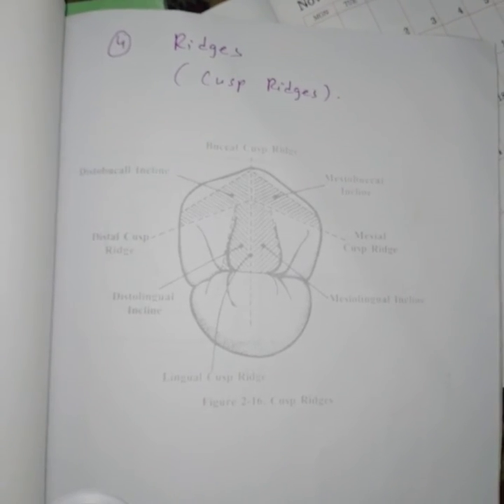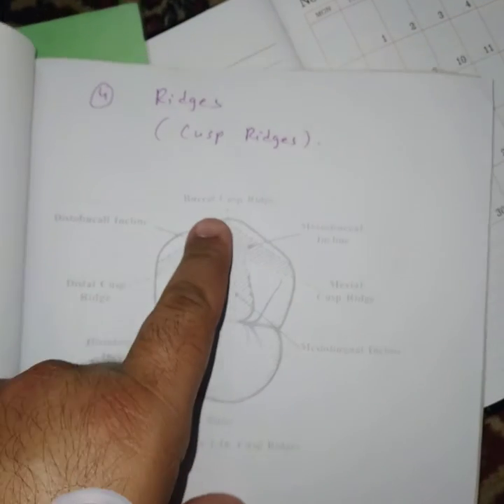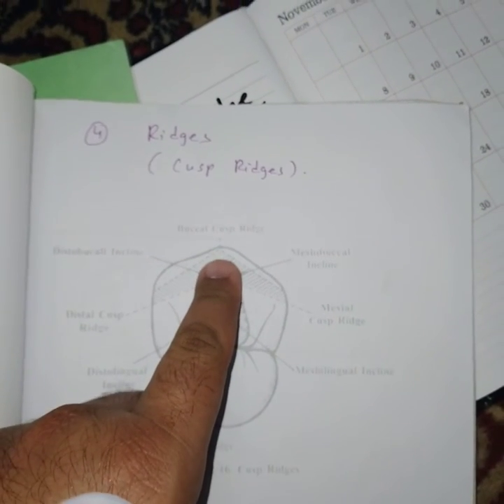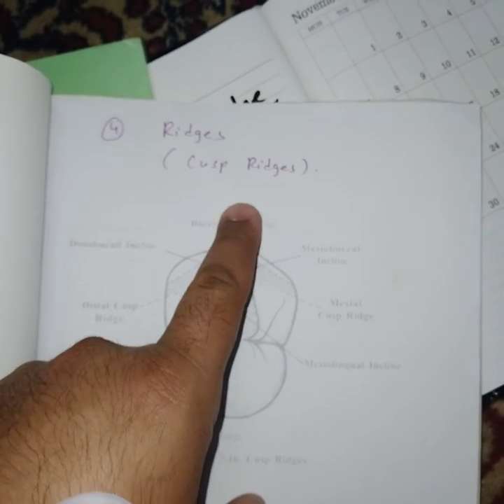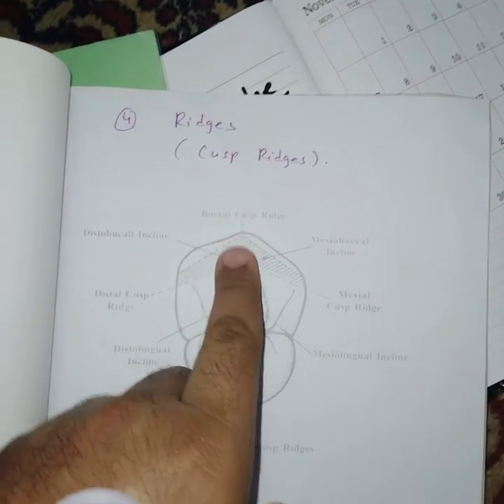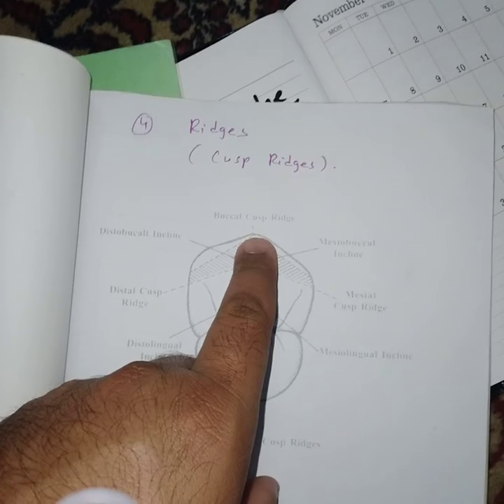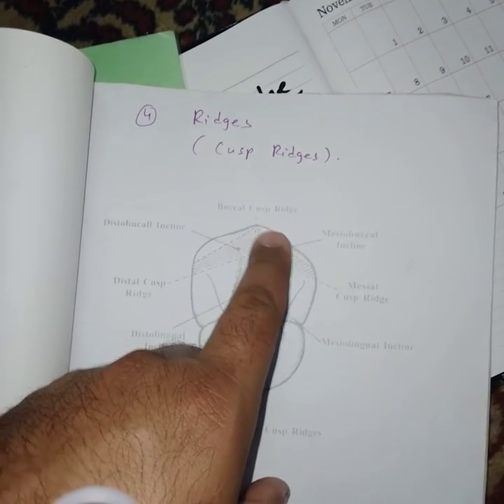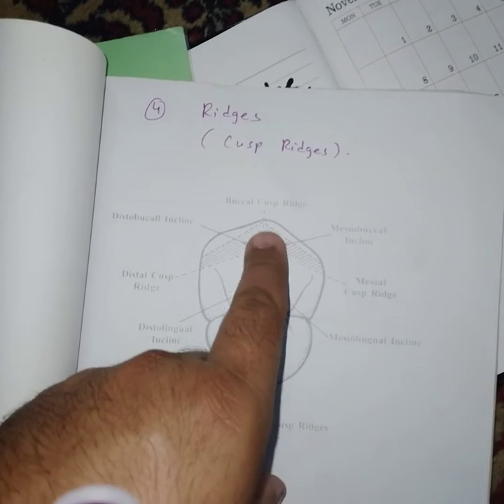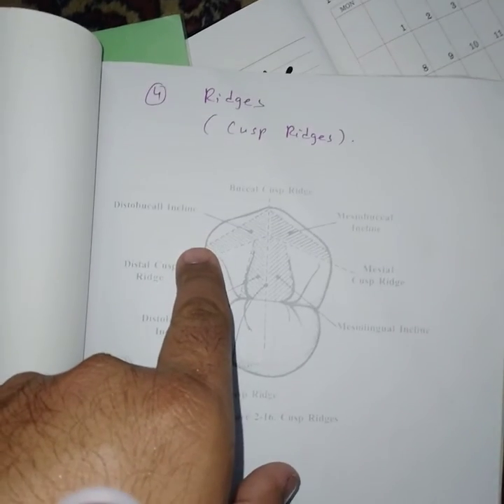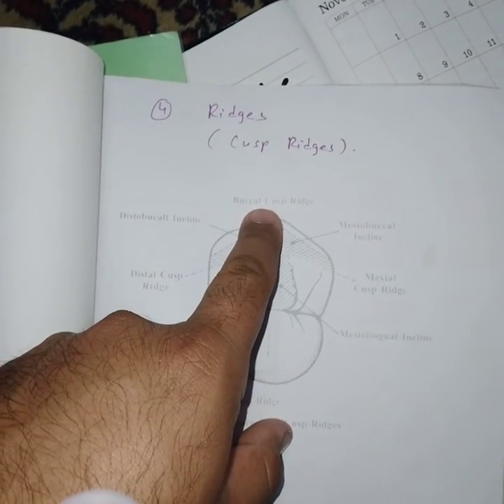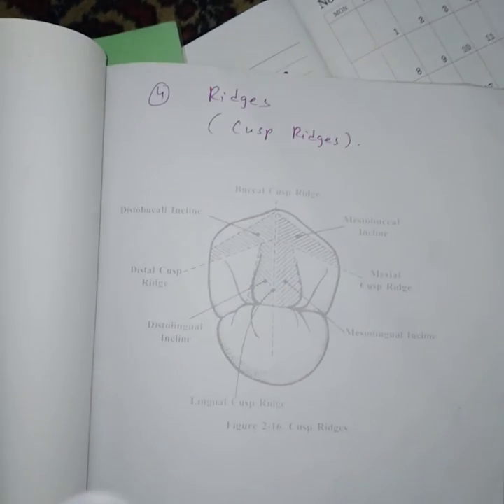Then we are coming to the cusp ridges. Each cusp has got 4 cusp ridges. The cusp ridge which runs from the buccal cusp buccally is the buccal cusp ridge. The cusp ridge which runs mesially is the mesial cusp ridge. The cusp ridge which runs from the buccal cusp distally is the distal cusp ridge. The cusp ridge which runs from the buccal cusp lingually is the lingual cusp ridge.